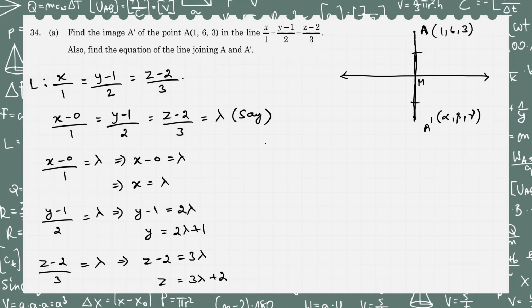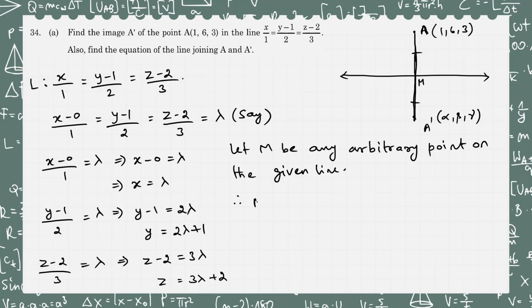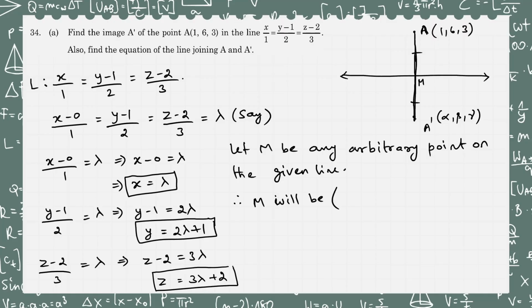So, let M be any arbitrary point on the given line. Therefore, M's x value will be lambda, y value will be 2 lambda + 1, and z value will be 3 lambda + 2. So M will be (lambda, 2 lambda + 1, 3 lambda + 2).